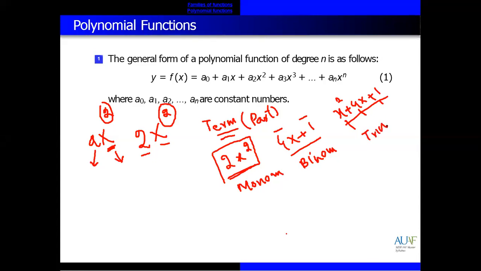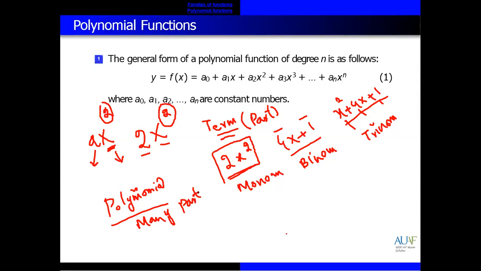I know you are familiar with this. So trinomial, correct? When the number of terms is more than three, we call that function a polynomial. Poly means many. So polynomial means many terms, more than two. Three is possible, four possible, five possible. Many terms, many parts.